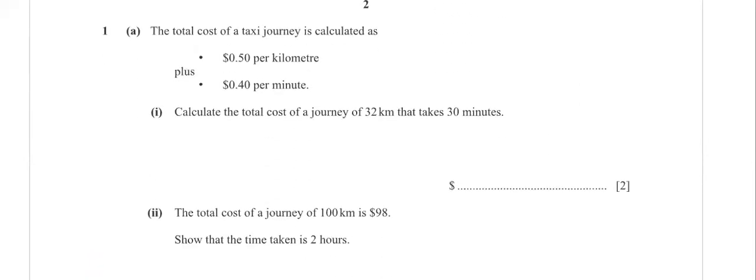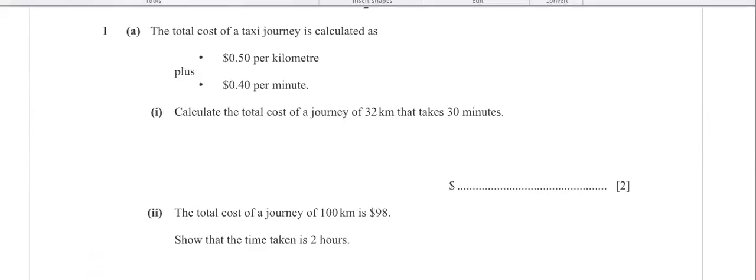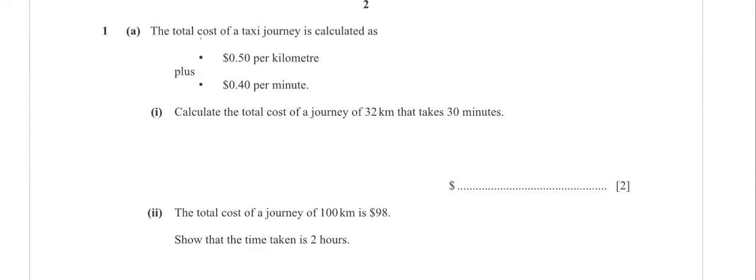First question, from the finance. Simple, if you remember the rules of the finance. The total cost of a taxi journey is calculated as $0.50 per kilometer plus $0.40 per minute also. Your fare will be calculated in this way: for each kilometer you will pay, and for the time that you spend. So this is the way to calculate.